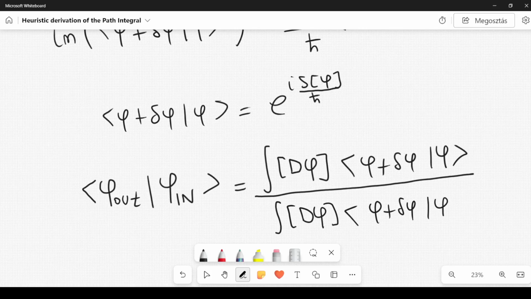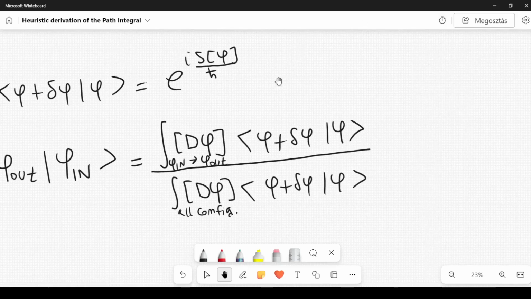Now let me explain better. To be more precise, the integral in the numerator is an integral performed from phi in to phi out, so we have to integrate over a certain configuration from the initial configuration to the final configuration. Whereas the integral at the bottom, at the denominator, is an integral over all the possible configurations. So let me write it like this, all configurations.